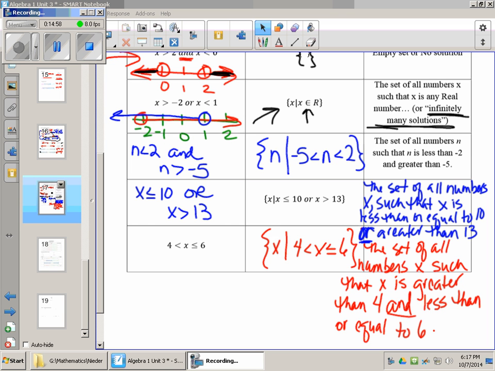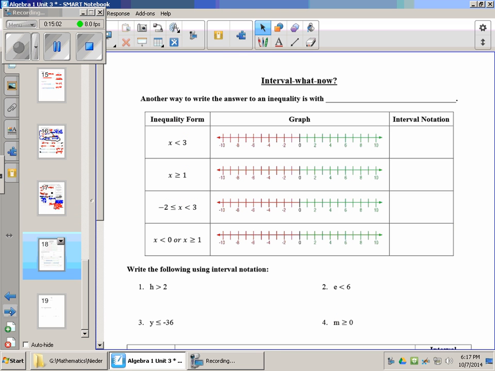All right, so that was set builder notation. Now we're going to look at one other way to write your answers. And this one is actually, the set builder notation you probably wouldn't really see till college, I think. Maybe a little bit in Algebra 2, but it's really not used that much in high school. Interval notation, however, is used in Algebra 2, pre-calculus, and then you'd use it in college as well. So another way to write the answer to an inequality is with what we call interval notation. So that's what we're going to look at next.